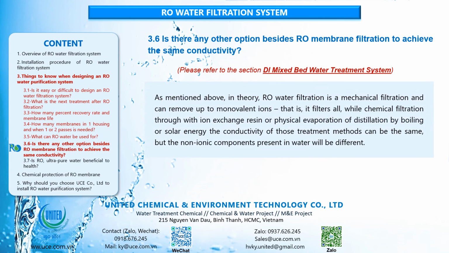3.6 Is there any other option besides RO membrane filtration to achieve the same conductivity? Please refer to the section on the DI mixed bed water treatment system. As mentioned above, in theory, RO water filtration is a mechanical filtration and can remove up to monovalent ions. That is, it filters all. While with chemical filtration through ion exchange resin or physical evaporation by distillation, boiling or solar energy, the conductivity of those treatment methods can be the same, but the non-ionic components present in water will be different.